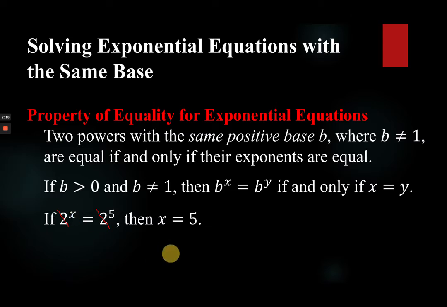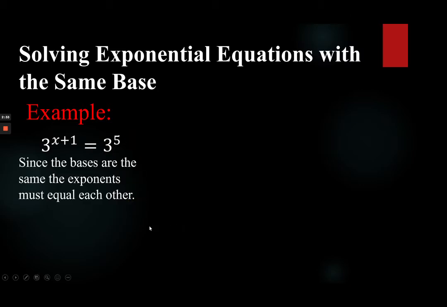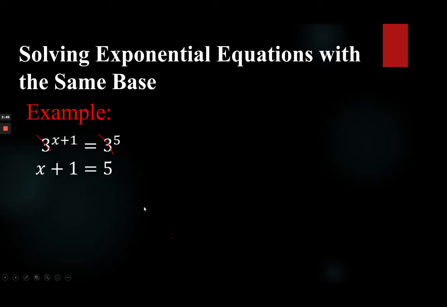Okay, let's have some more examples. Let's try this one. You have here 3 raised to x plus 1 is equal to 3 raised to 5. How do you solve it? Since the bases are the same, then the exponents must equal each other. So you just cancel your 3, and what remains will be your equation.